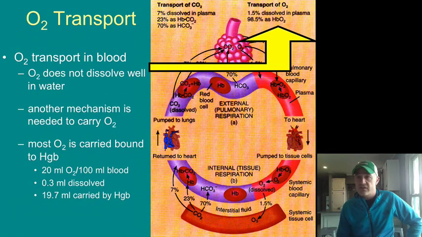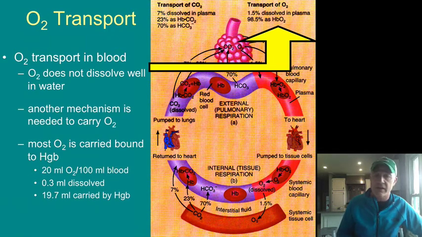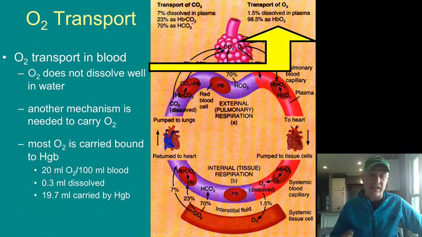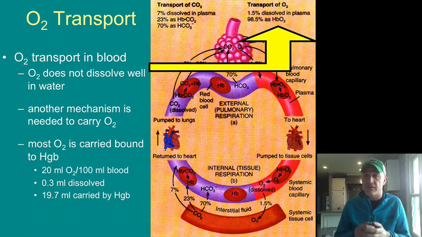Again, oxygen doesn't dissolve well in the plasma because it's not very soluble. Because of that, we carry it on hemoglobin. About 99% of our oxygen is carried on hemoglobin and only about 1 to 1.5% is carried in the plasma. We're going to see CO2 being much more soluble. 7% dissolves in the plasma. Some of it's carried on hemoglobin and a lot of it is carried as a buffering thing called bicarbonate.